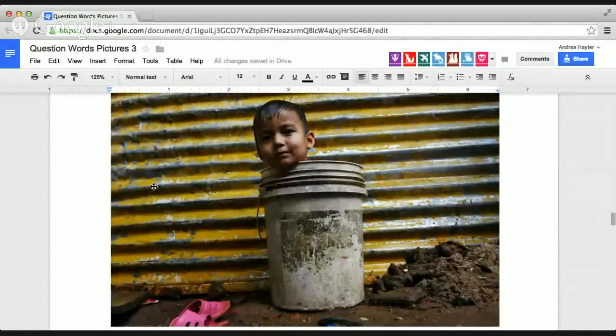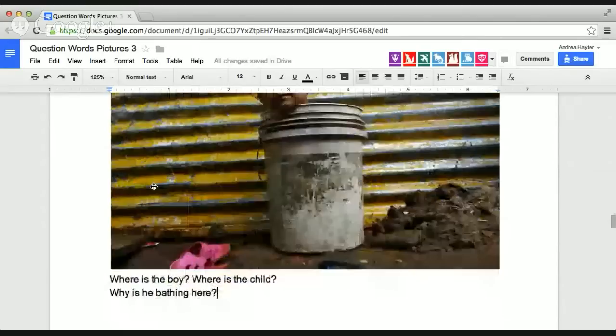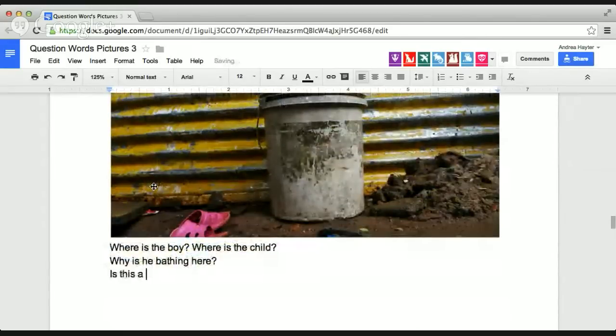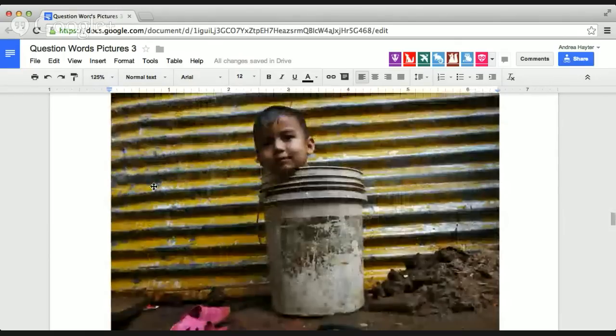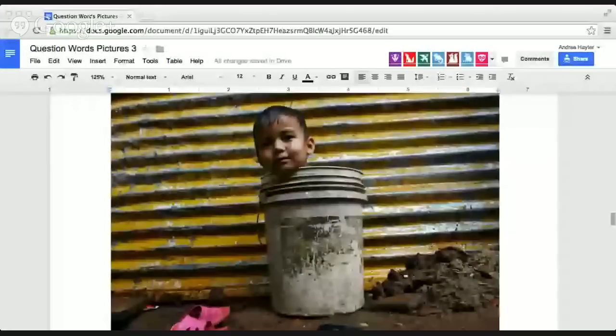Is this a type of magic trick? Because I can see the child's body. Yes, is this a type of magic trick? That's a good question here. I would just end the question there, and then say because I can't see his body. Yeah, could be a magic trick.